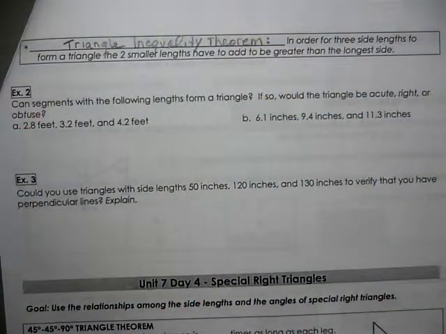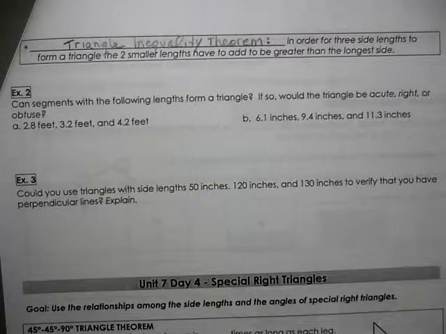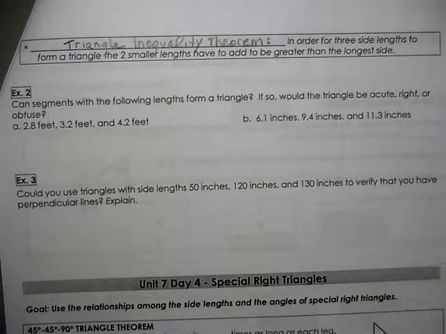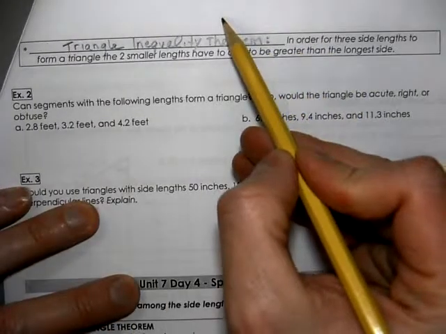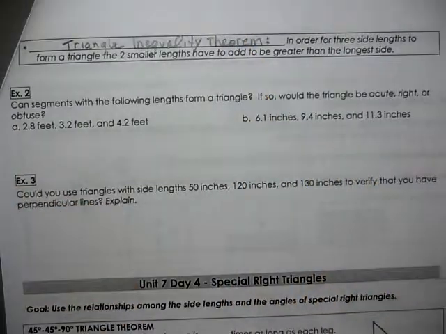And the Triangle Inequality Theorem says, in order for three side lengths to form a triangle, the two smaller lengths have to add to be greater than the longest side. So that just means any three numbers don't always make a triangle. The two small ones have to be greater than the longest. If you think about that with items, if the two short sides weren't long enough added together, then you wouldn't get a triangle shape.